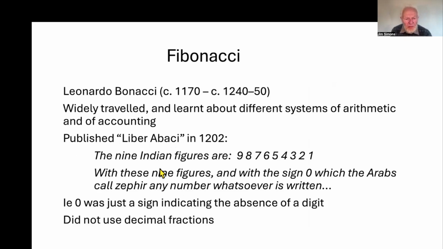And in it, he's the first person to really talk properly about what he calls the nine Indian figures. And he says, with these nine figures and with the sign zero, which the Arabs call zephyr, any number whatsoever is written. So that's really interesting, isn't it? Because he's got this sign zero, which isn't one of the figures. It's not a digit. So he's thinking of zero as just a sign indicating the absence of a digit.